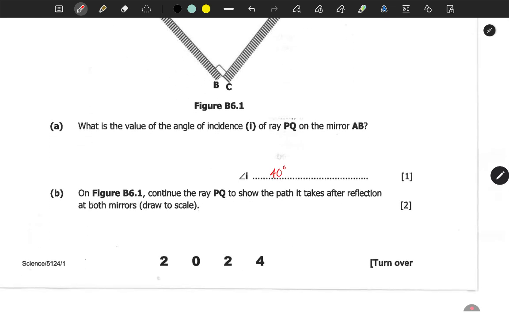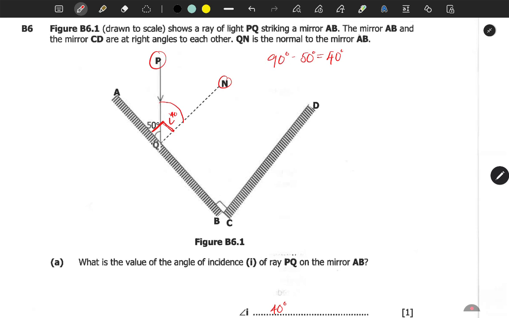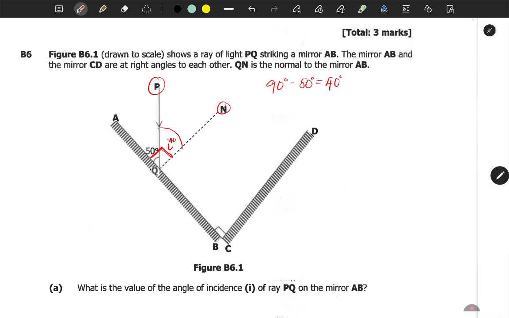Alright, next question. On figure B 6.1, continue the ray PQ to show the path it takes after reflection at both mirrors. Alright, so they are saying we need to draw. We need to continue this ray PQ up to that side. Once it finds this, it will reflect at the same angle. Remember, in reflection, the angle of incidence is equal to the angle of what? Reflection. So basically it will reflect at the same angle. So even as you are drawing, keep that in mind.